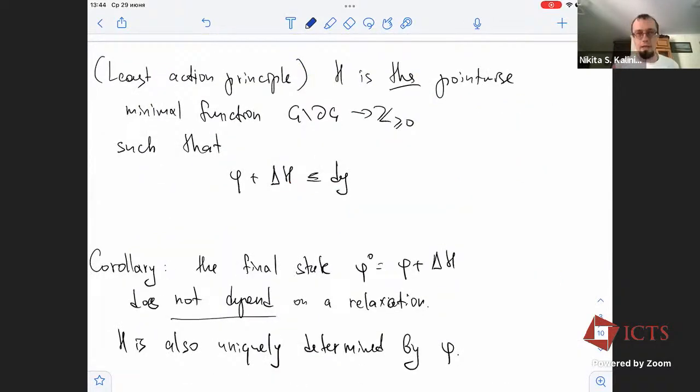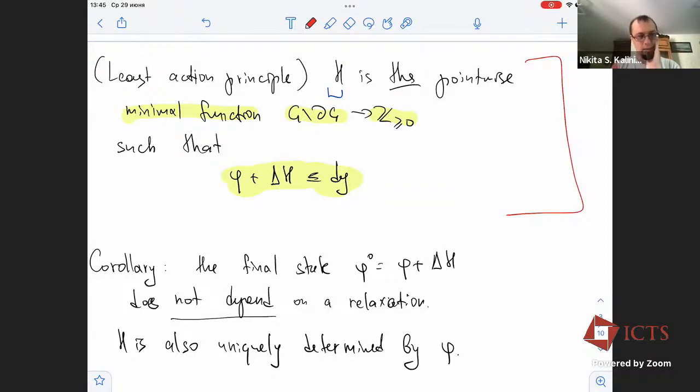So one can prove the following thing. It's called the least action principle in sandpiles. In fact, this function h is a pointwise minimal function on the set of internal vertices such that phi plus dh is at most degree. One can prove it basically by induction. So we say that if we have at least one vertex which is unstable, meaning that it has a big number of grains, then for any function h like that, it should topple at least one of these vertices. And then by induction, you prove that any relaxation is at most this function h. So I will not prove this fact. But it can be proven by induction, and it shows that function h is defined uniquely.